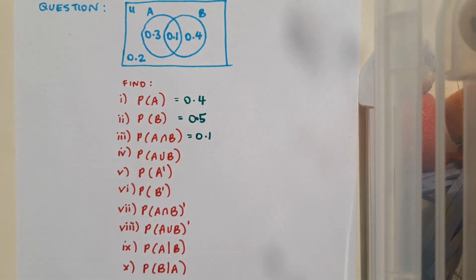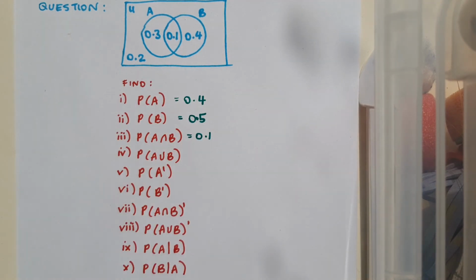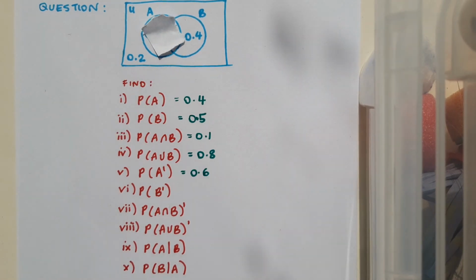Probability of A union B is all of A and B together, so I will add up all the regions within A and B. In this case that gives me 0.8. The next question asks me to find the probability of A complement. Now, A complement means everything outside of A. And a nice way to do that visually is to actually hover over the A set, and whatever I can still see makes up my answer. So in this case, 0.2 and 0.4, making 0.6.